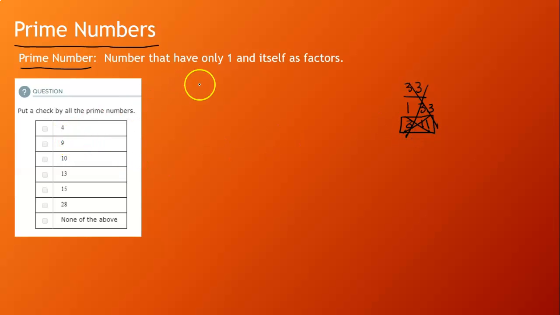So if I take a look at this, I want to try 4, and I want to think about what the factors of 4 are. Well, 1 and itself, and then 2 and 2, which means 4 is not prime, so I would not put a check next to 4. Now we try 9, 1 and itself, and then if there's anything else, which there is, then we don't include 9 as a prime number.